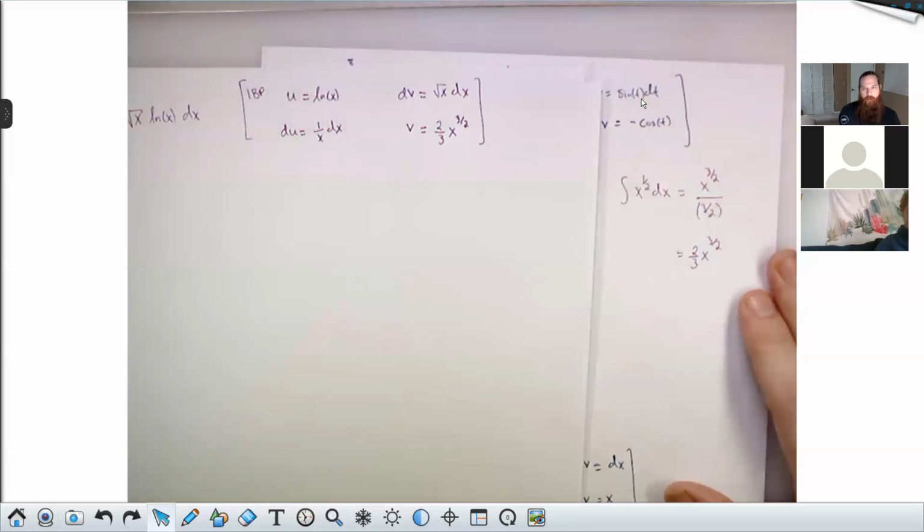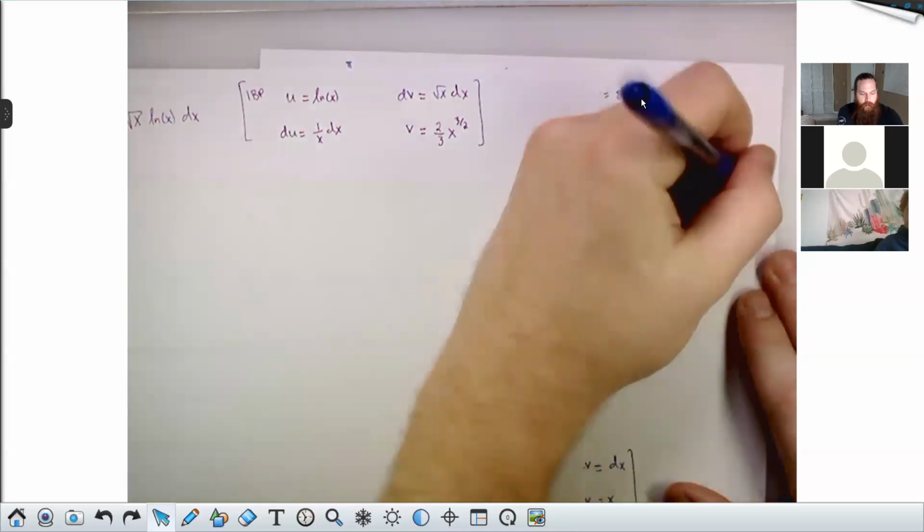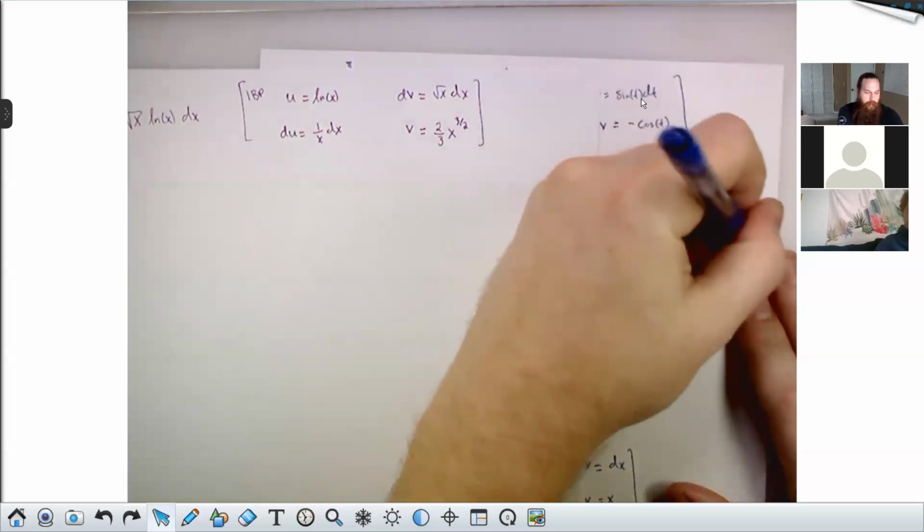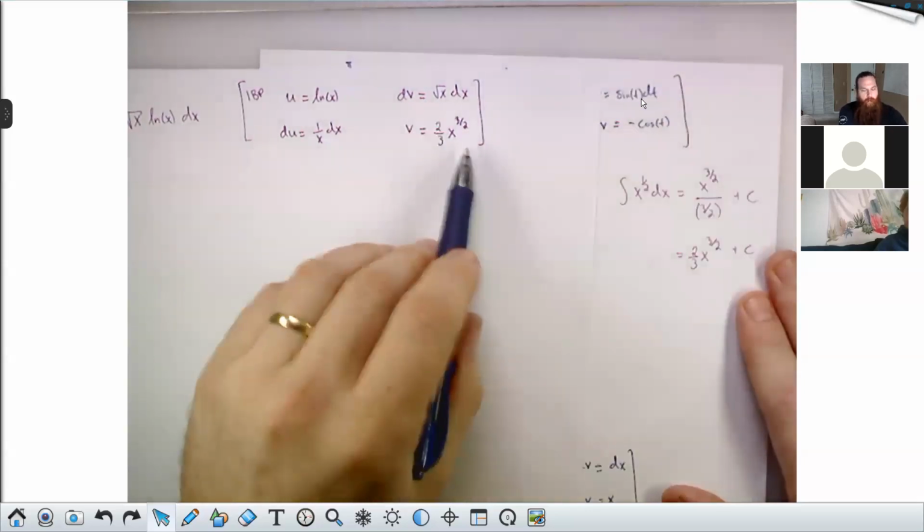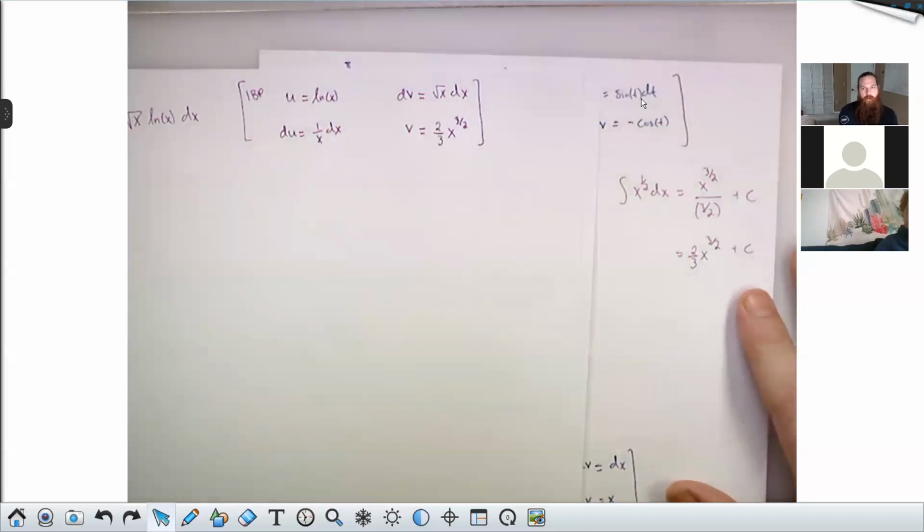Like this. And if I was doing this as an indefinite integral, I would write a plus c here. But because I'm doing it inside my IBP table, I don't worry about the plus c.